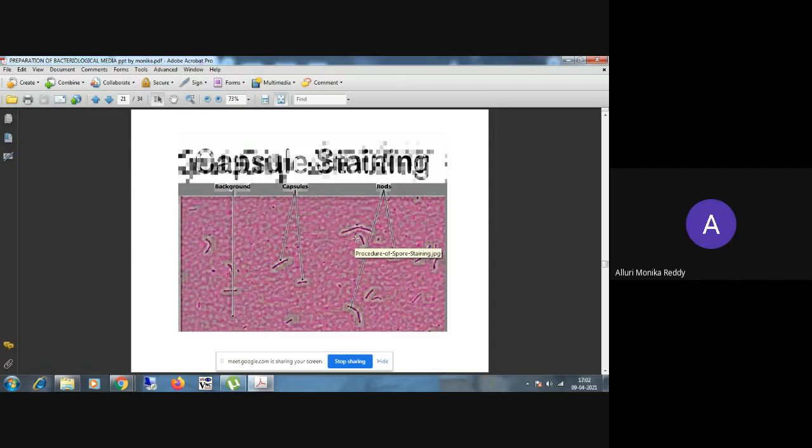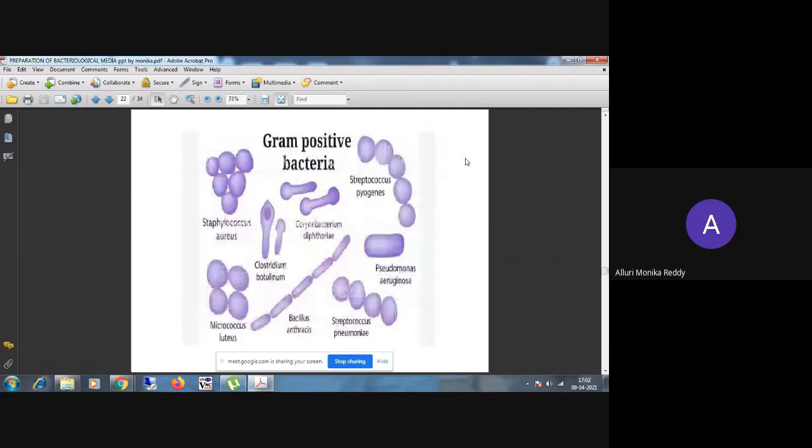On the dark background, they appear colored with a colorless capsule. Some of the gram-positive bacteria: Staphylococcus aureus, Corynebacterium, Clostridium botulinum, Micrococcus luteus, Bacillus anthracis, Streptococcus pneumoniae, Pseudomonas aeruginosa, Streptococcus pyogenes. These are some of the examples of gram-positive bacteria.